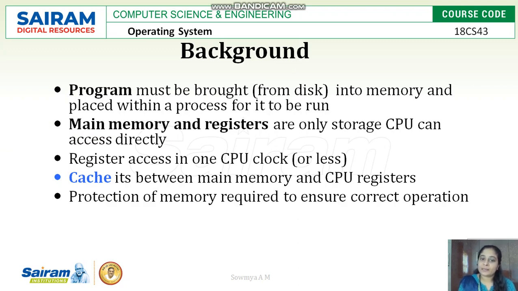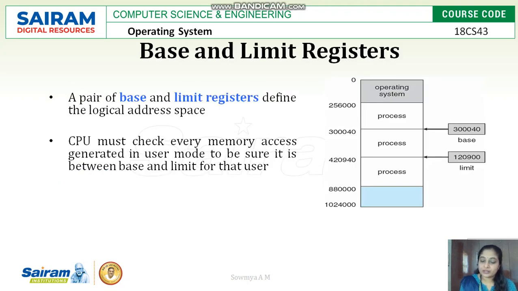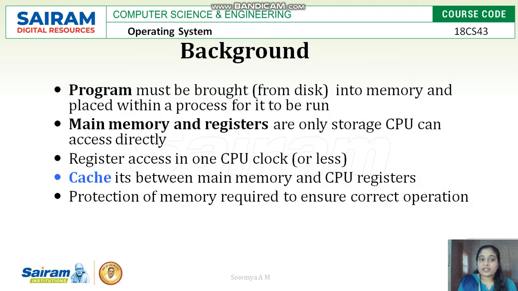We have three parts of memory. One is the hard disk, where the program is stored, and that program, by the operating system, whenever it is to be executed, will be brought from the disk to the main memory. Next is main memory and register.